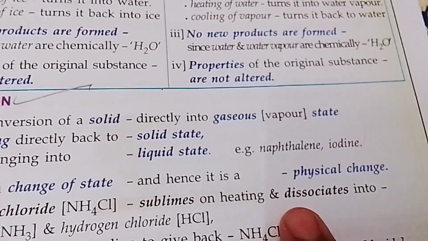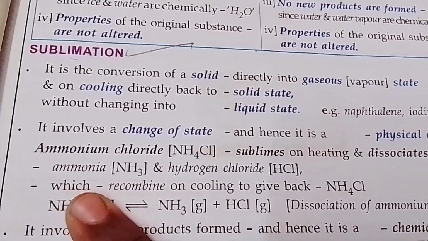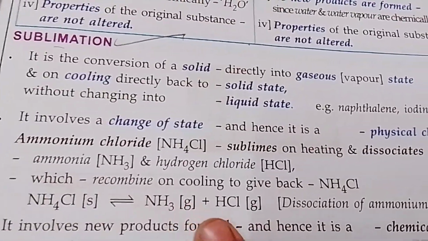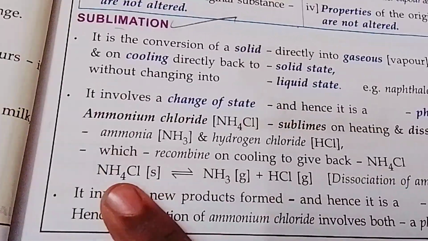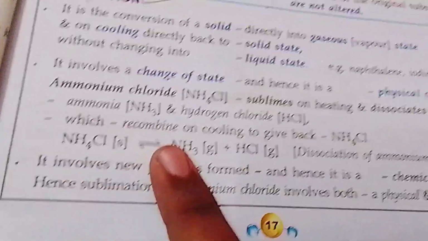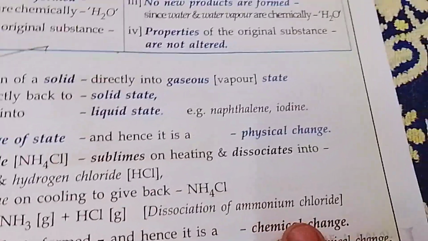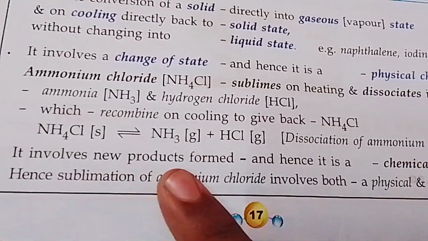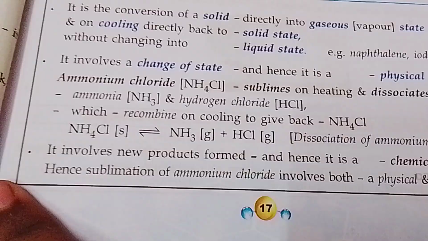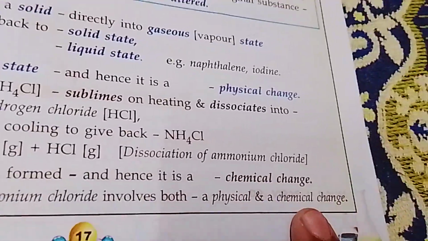Ammonium chloride sublimes on heating and dissociates into ammonia and hydrogen chloride, which recombine on cooling to give back NH4Cl. The dissociation of ammonium chloride involves new products formed and hence it is a chemical change. Sublimation of ammonium chloride involves both a physical and chemical change.